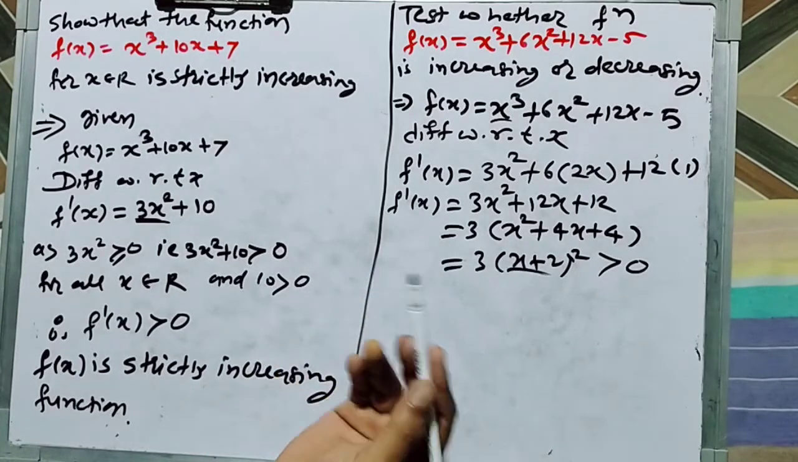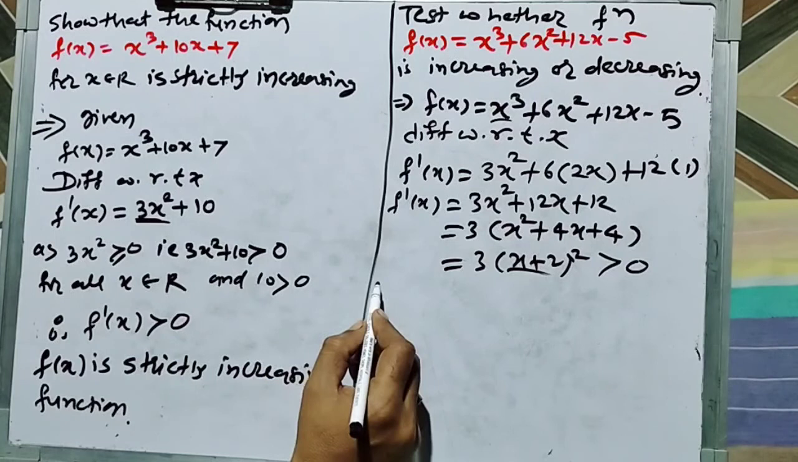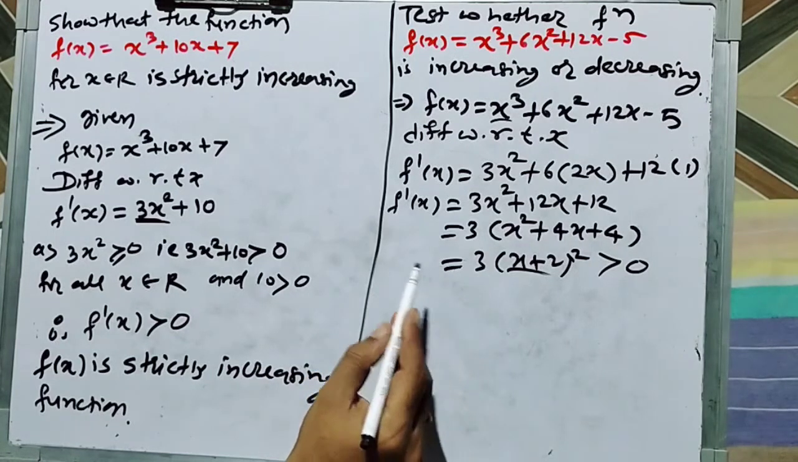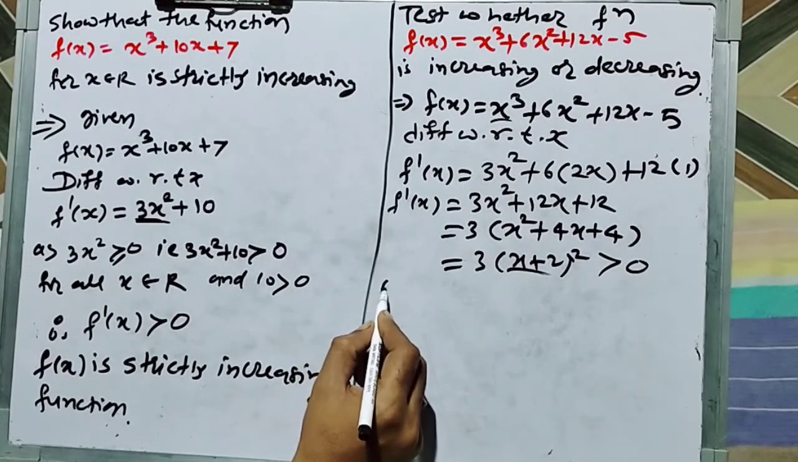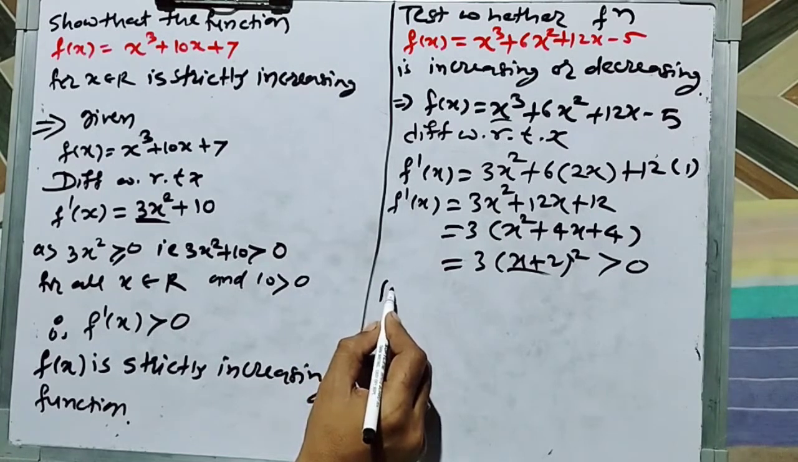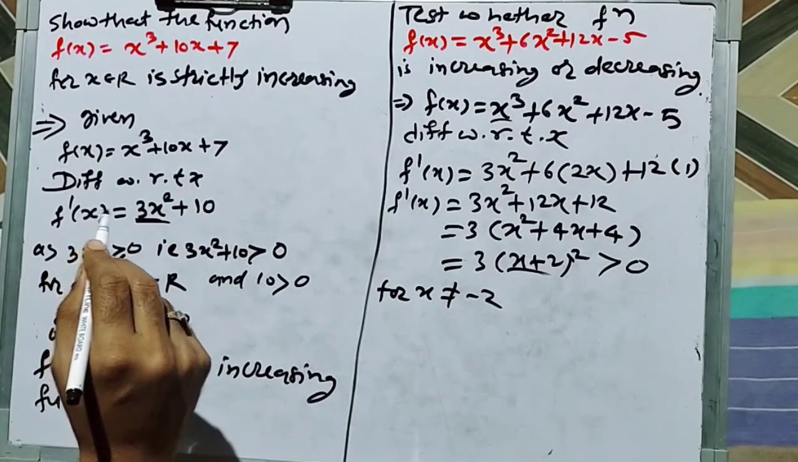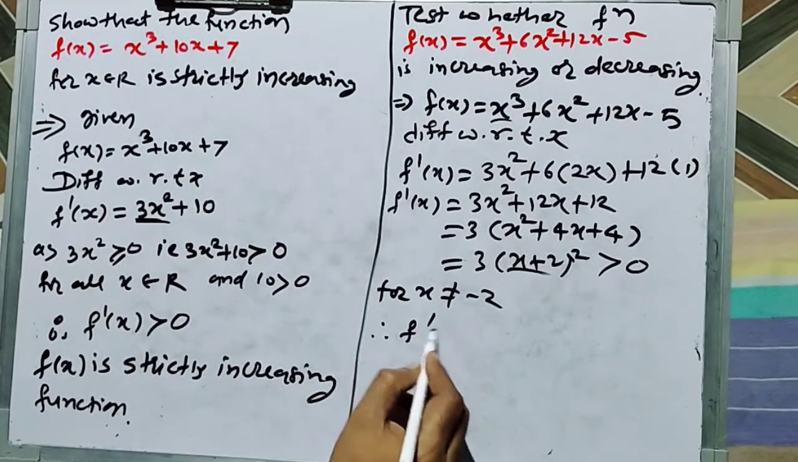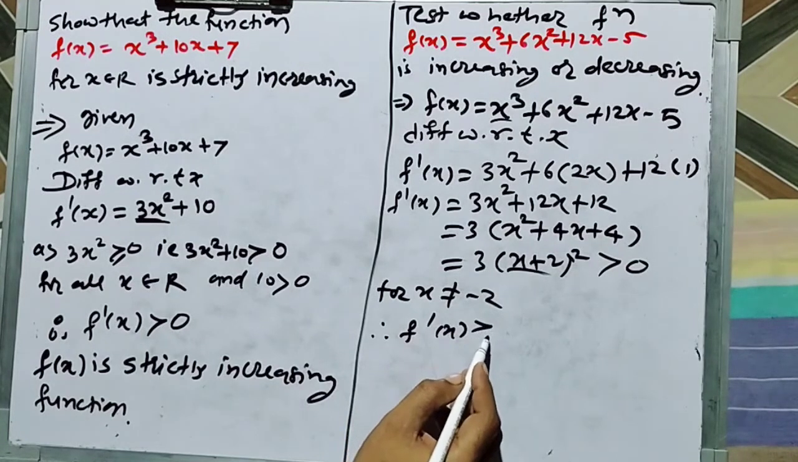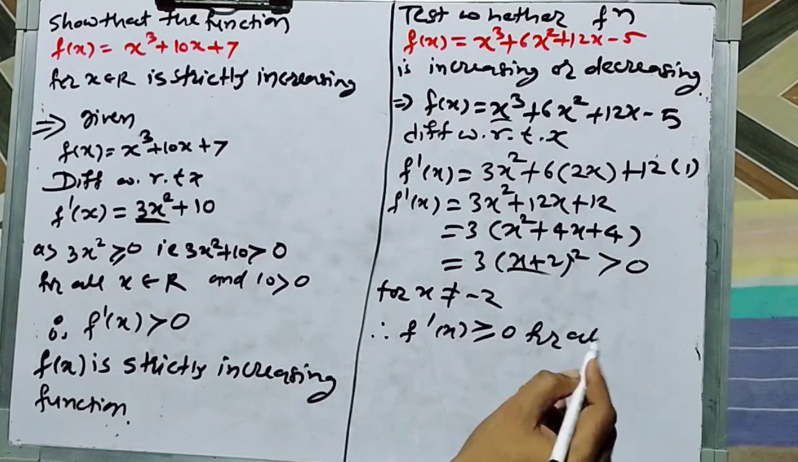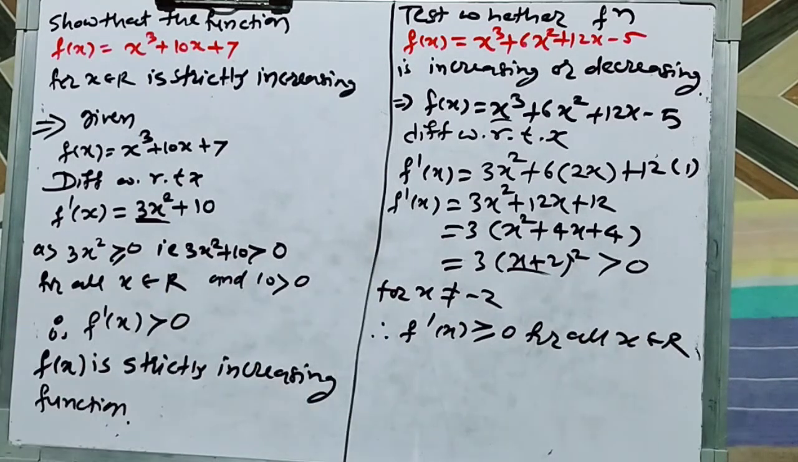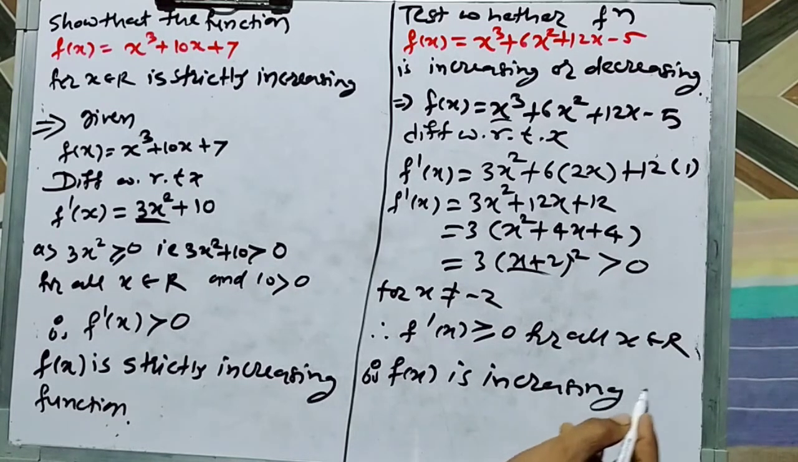So whenever x is equal to minus 2, its value is equal to 0. Therefore it is always positive for x not equal to minus 2. So therefore f'(x) is greater than or equal to 0 for all x belonging to the set of real numbers, and as the derivative is positive, therefore f(x) is an increasing function.